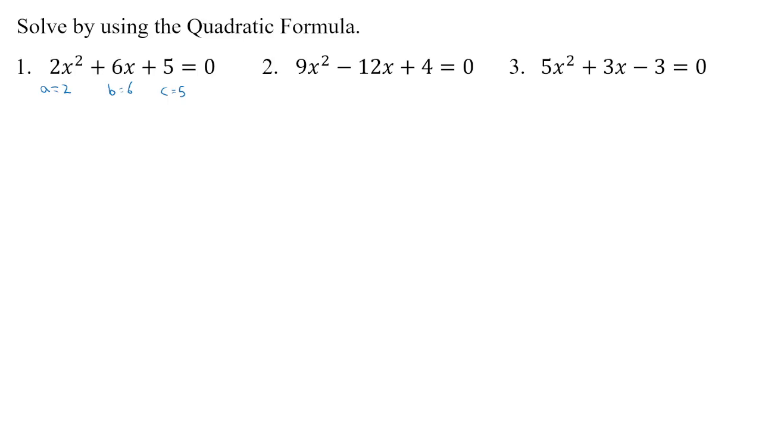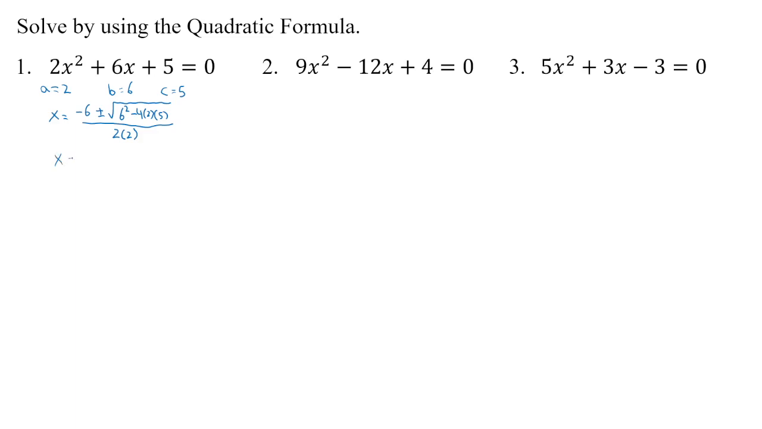So now that we know what a, b, and c are, we're going to plug them into the quadratic formula. x equals negative 6 plus or minus the square root of 6 squared minus 4 times 2 times 5, all over 2 times 2. So as you can see here, the quadratic formula is used to set this up. So now all we've got to do is work it out.